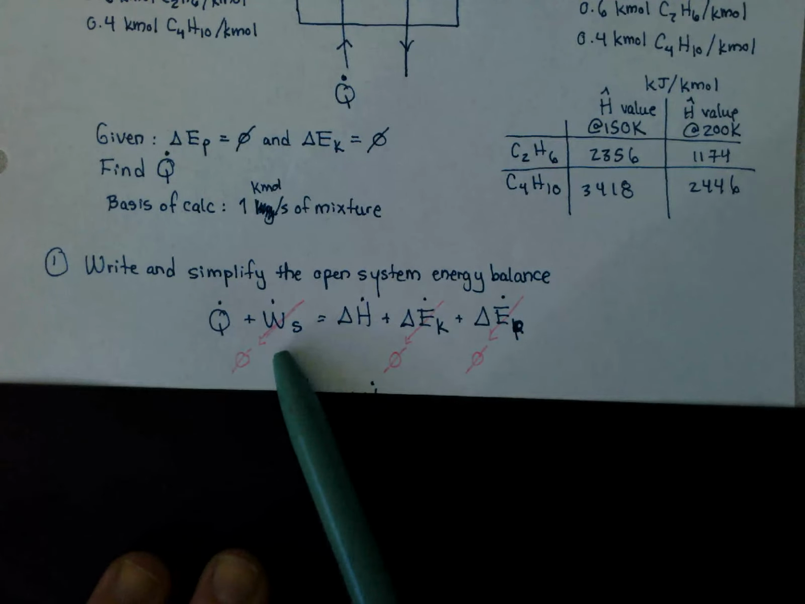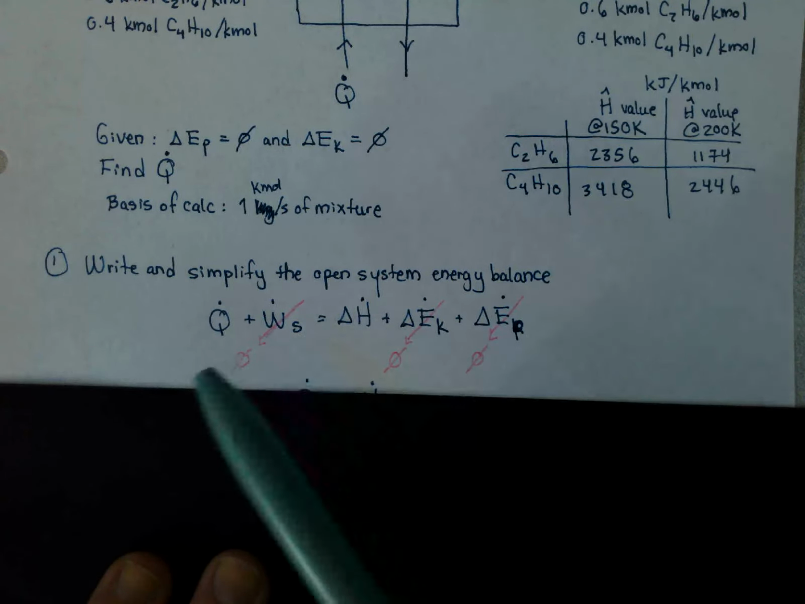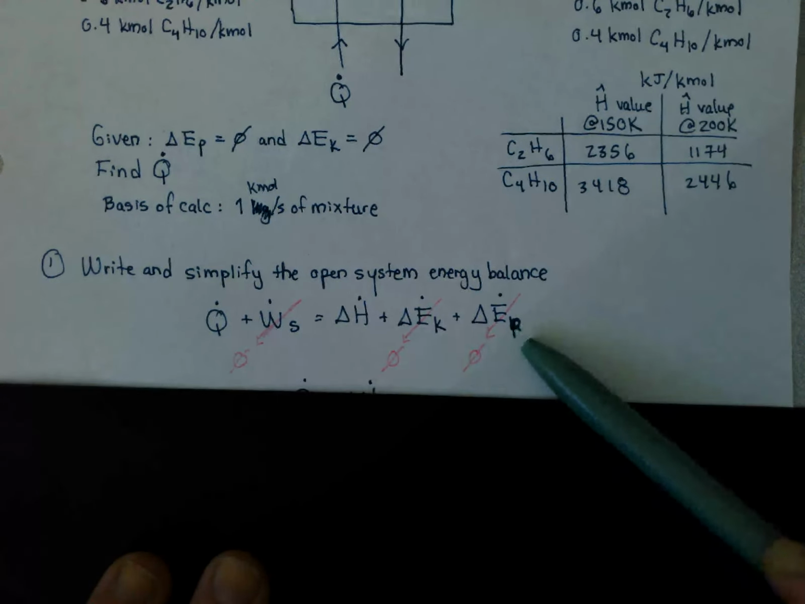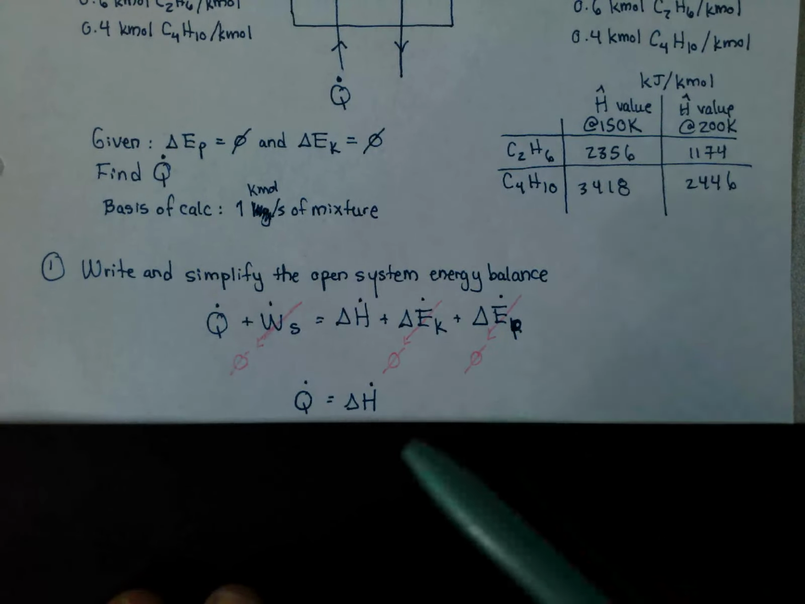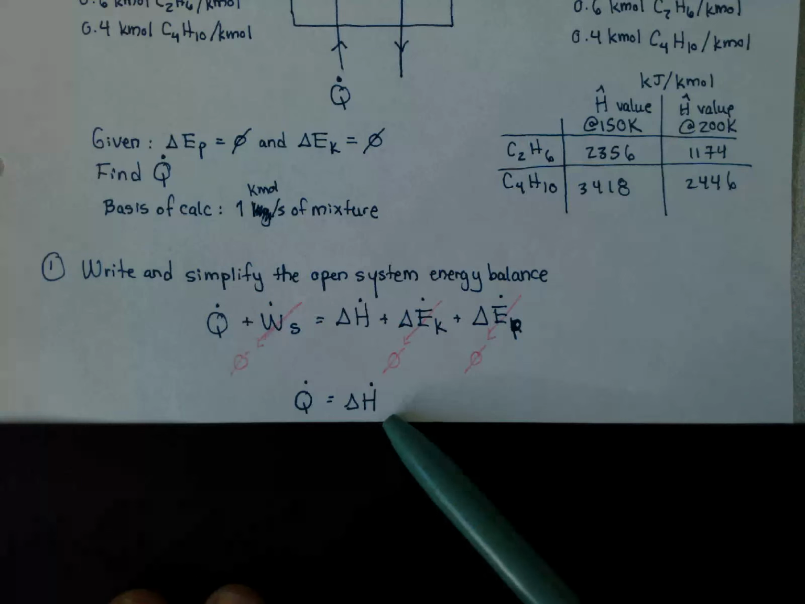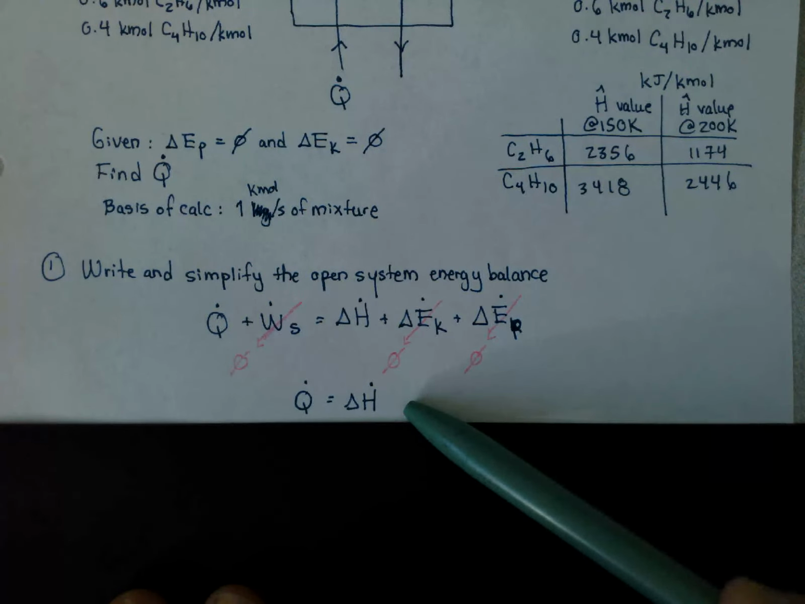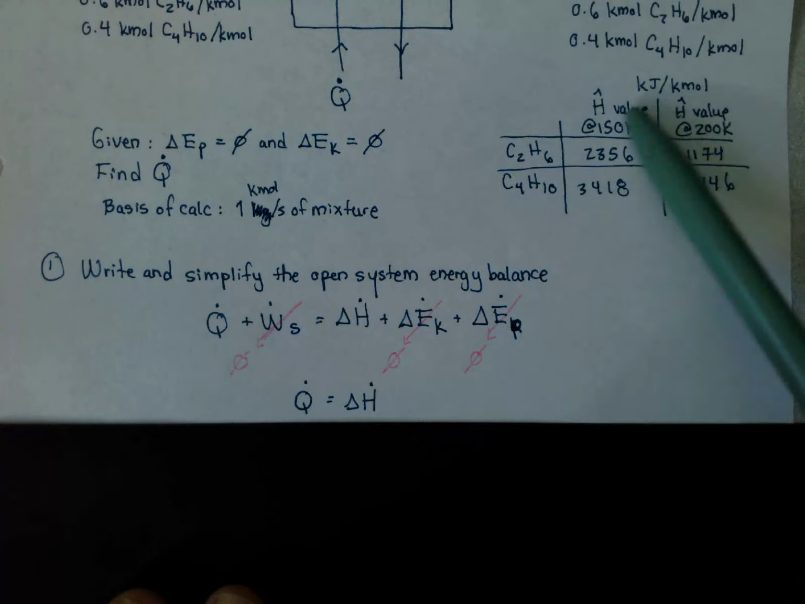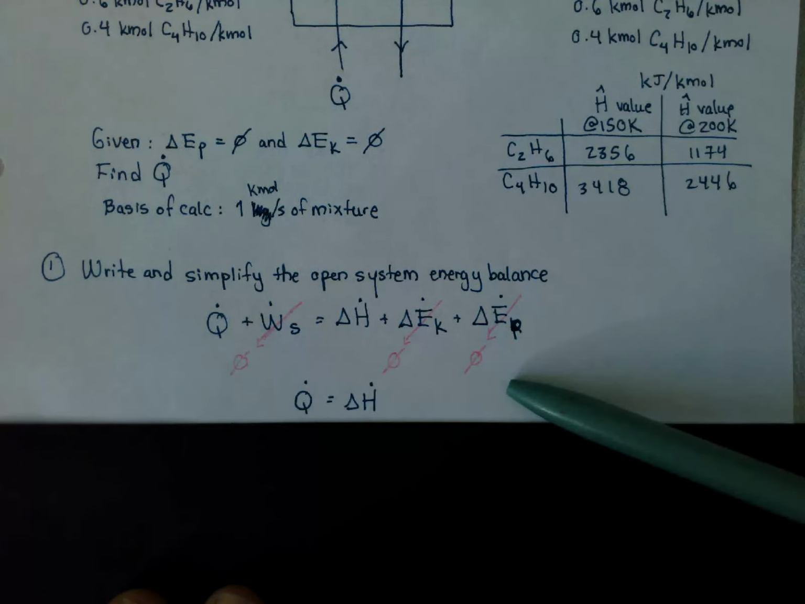So we're going to cancel out a work term because there's no indication in the system that there's motors or shafts or anything doing any kind of work. And we know that we have no kinetic and no potential in the system. So we simplify down to a really easy equation where we say the heat that's flowing in the system is just the change in enthalpy, which is good because we have enthalpy values and we can move on from there and just get that Q value.